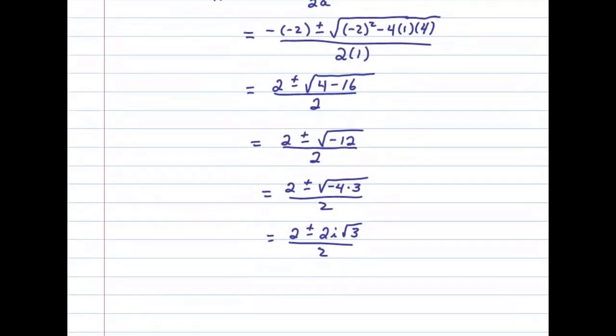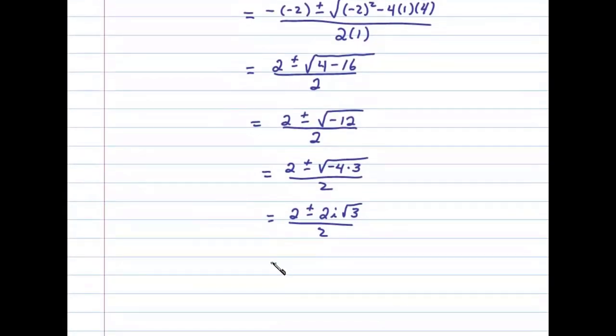And then finally, reducing, 2 divided by 2 leaves us with a 1, plus or minus 2i square root of 3 divided by 2 leaves us with the term i times the square root of 3. So these are the two solutions to the original equation. Notice they're both complex.